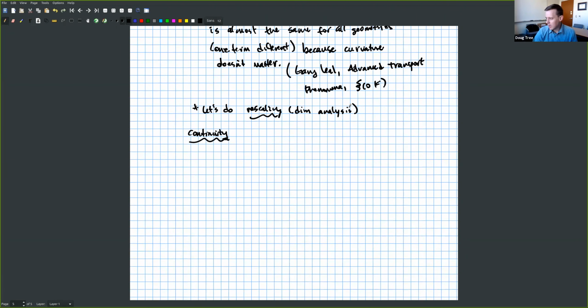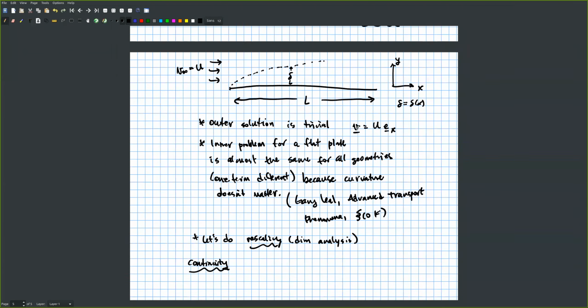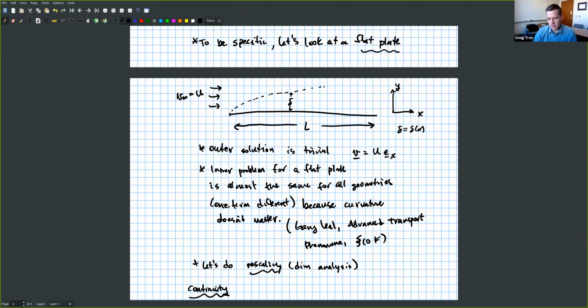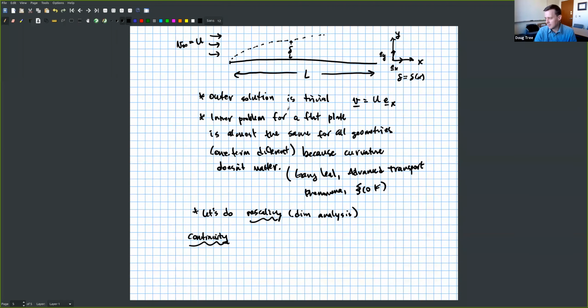So yeah, please. What is the E in the V equals U EX? Oh, that's the unit vector for the X direction. Oh, okay. Right. So yeah, good question. I didn't say that. So EX would be like that direction. EY would be the upper direction. So all I'm saying there is the outer solution for a flat plate's really easy, right? It's just whatever the velocity was coming in, it's just the same on the top. So that makes the perturbation problem a lot easier if you just have a simple outer solution, right?